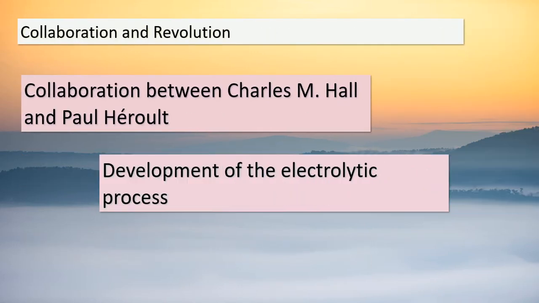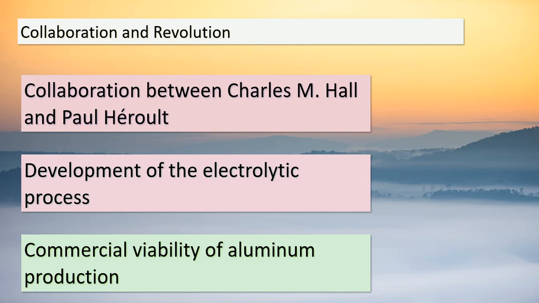Our story takes an exciting turn as Charles M. Hall's path intersects with another brilliant mind, Paul Héroult. Together, they collaborated to develop the electrolytic process that would change the world of aluminum production. This process involved using electricity to extract aluminum from its ores efficiently. The commercial viability of aluminum production soared, making this metal more accessible to various industries. The Hall-Héroult process not only revolutionized aluminum manufacturing but also had a profound impact on technological advancements. Stay tuned as we unravel more about this incredible journey.